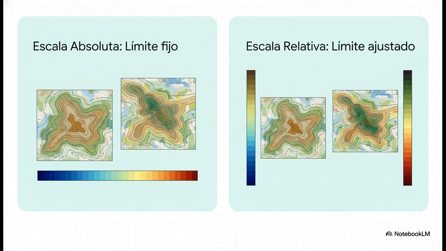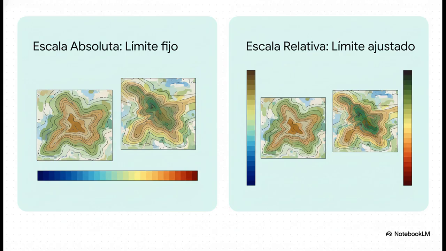Before you even begin to analyze a map, you have to check the scale. With an absolute scale, the color bar has fixed, wide limits. This gives you less detail, but is essential for comparing maps over time, say for tracking a pathology or an ortho-K treatment.